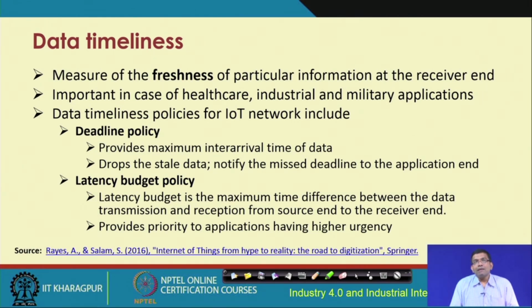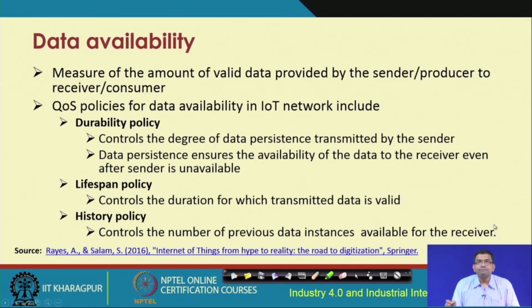Then data timeliness policies for IoT networks include the deadline policy. That means the maximum inter arrival time of data, and provisioning for it. This is a very important policy consideration. The second is the latency budget policy, which is the maximum time difference between the data transmission and reception from the source end to the receiver end. So, these are the 2 different considerations for data timeliness.